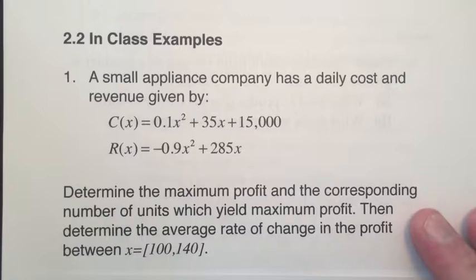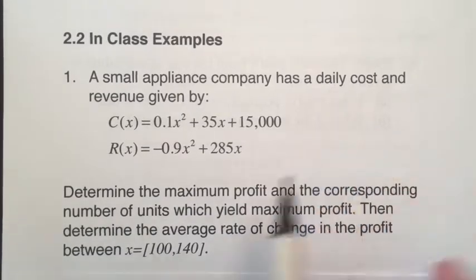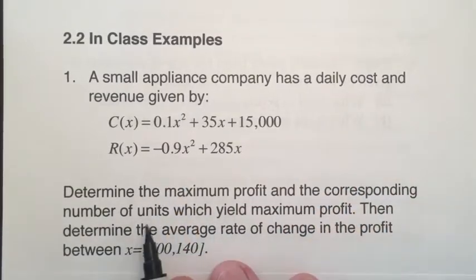We have a small appliance company who has a daily cost and revenue given by the following. We want to determine the maximum profit and the corresponding number of units which yield the maximum profit. Then determine the average rate of change in the profit between 100 units and 140 units. So we're going to utilize here those first 2 big sections that we talked about.